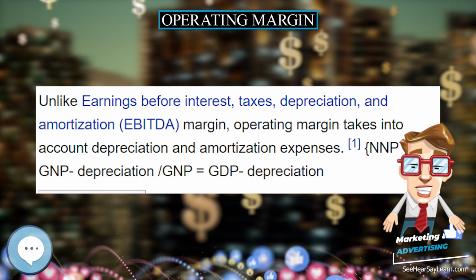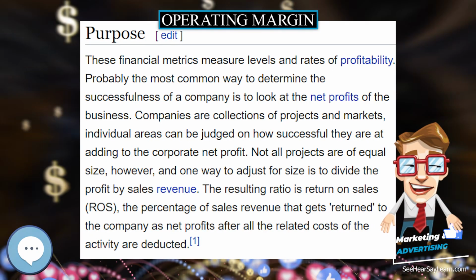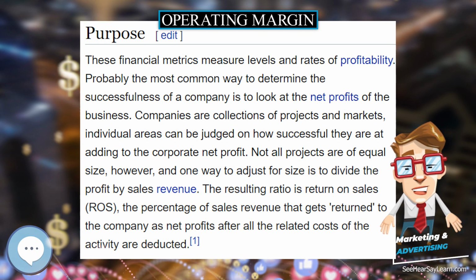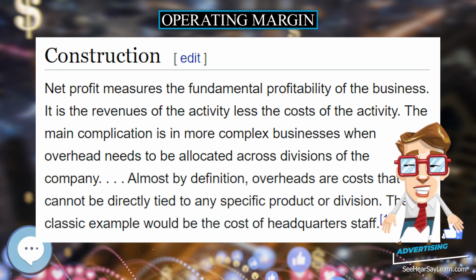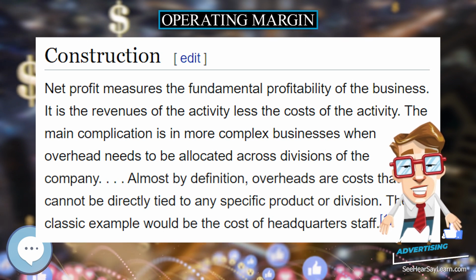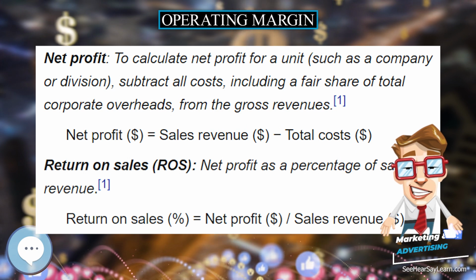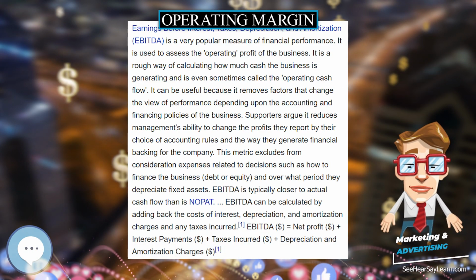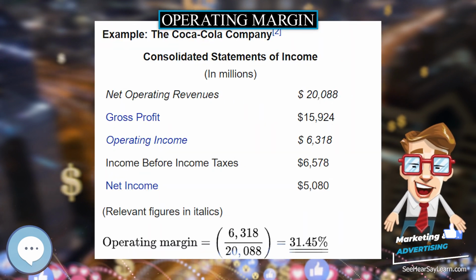Supporters argue it reduces management's ability to change the profits they report by their choice of accounting rules and the way they generate financial backing for the company. This metric excludes from consideration expenses related to decisions such as how to finance the business, debt or equity, and over what period they depreciate fixed assets. EBITDA is typically closer to actual cash flow than is NOPAT.